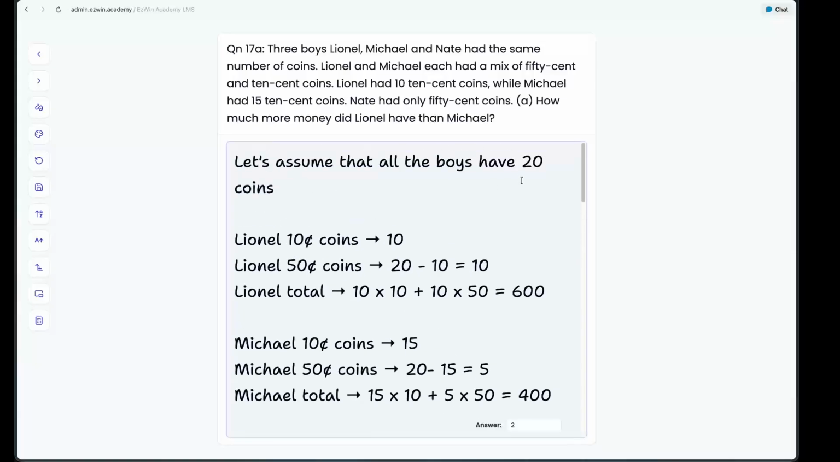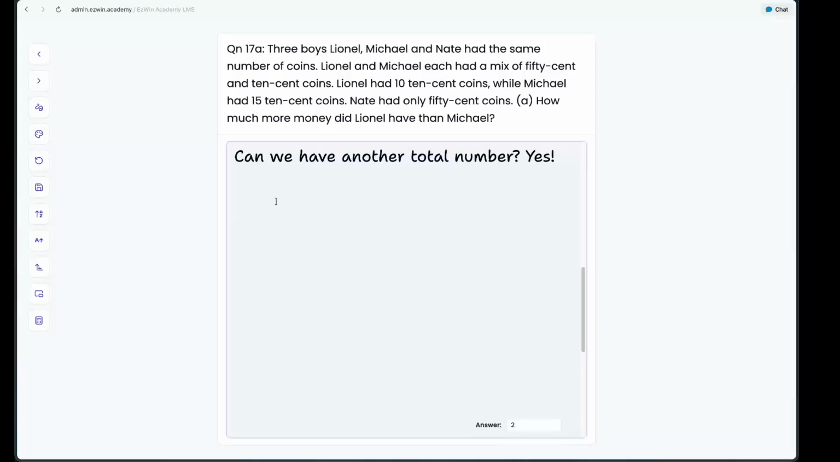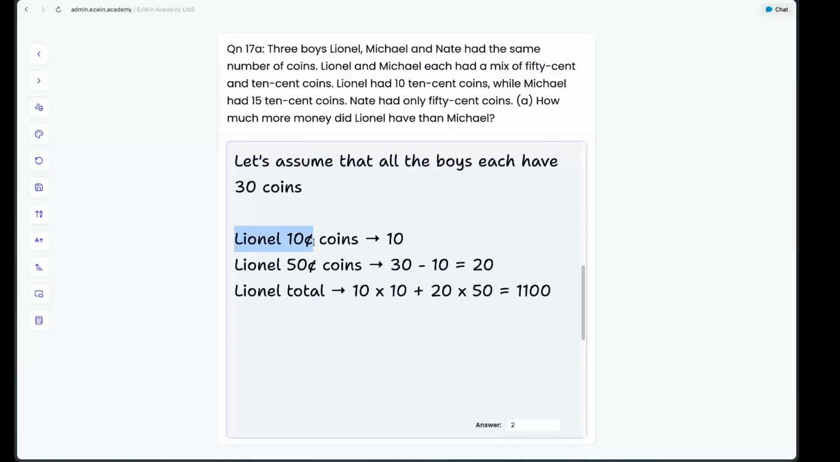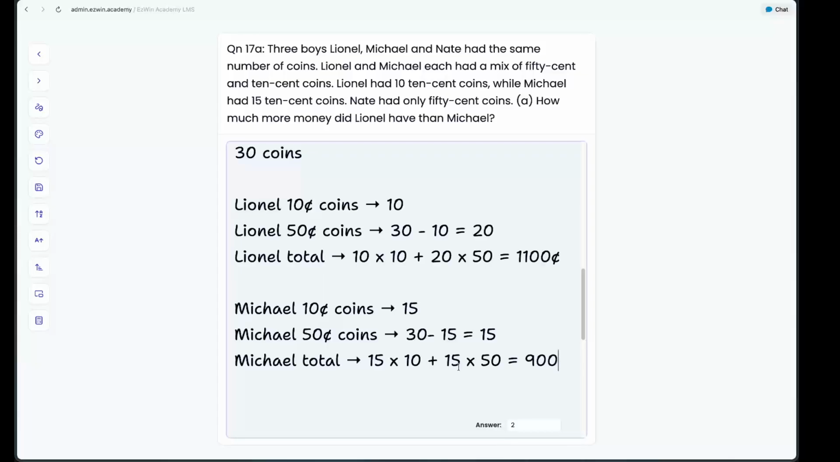So will this work if all the boys have a different number of coins rather than 20? Yes, it does. So let's assume that the 3 boys each has 30 coins. For Lionel, 10-cent coins will be the same, but Lionel 50-cent coins will be 30 minus 10, which is 20. And if we were to get the total, this will give us 1,100 cents. And then for Michael, same thing, he had 15 10-cent coins. For the 50-cent coins, 30 minus 15 will be 15. And when we calculate the total, this will give us 900 cents.